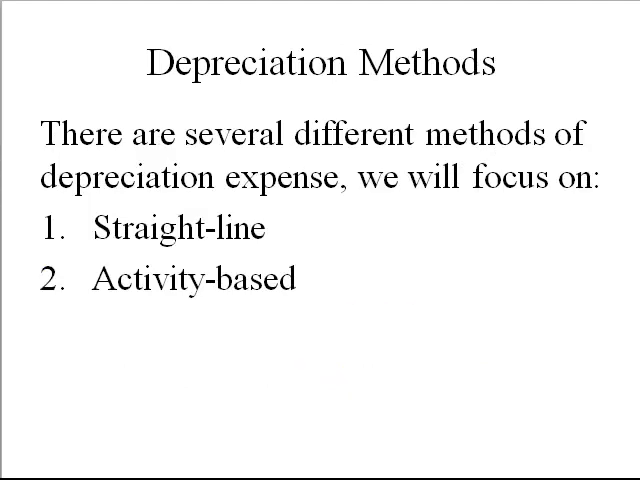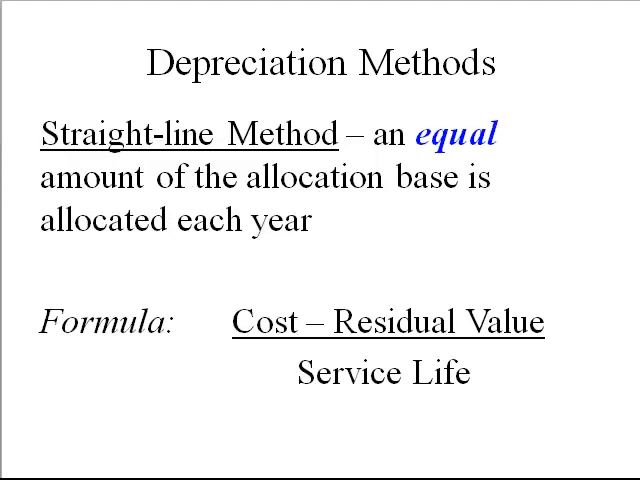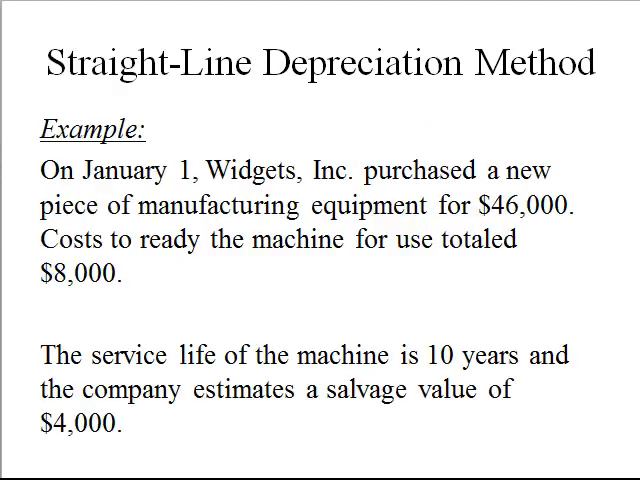There are two different types of depreciation methods that we want to examine and be able to calculate: straight line and activity-based. The straight line method charges to expense an equal amount in each year. The formula is cost minus the residual or salvage value divided by the useful or service life.